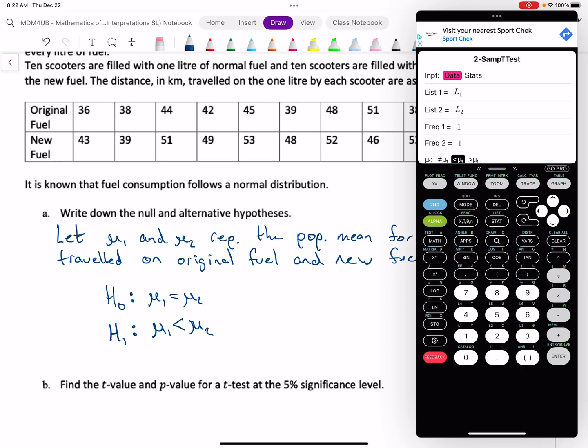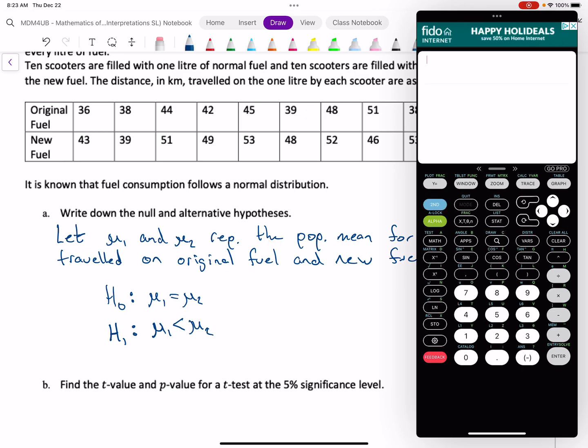L1 and L2. I think it looks slightly different, eh, Romain? Maybe? Does it look the same? Okay. So what we're going to do is we're going to input the data into L1 and L2. L1 will represent mu1 and L2 will represent mu2.